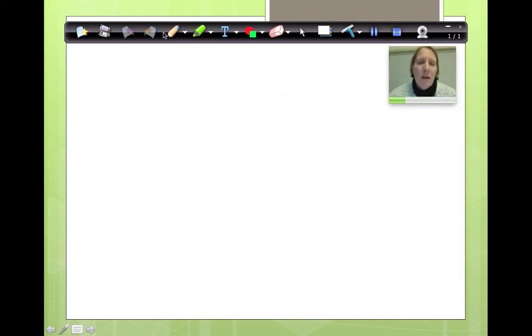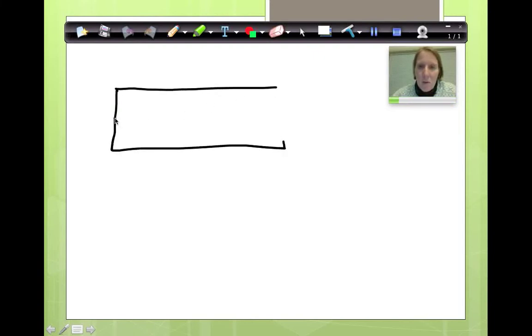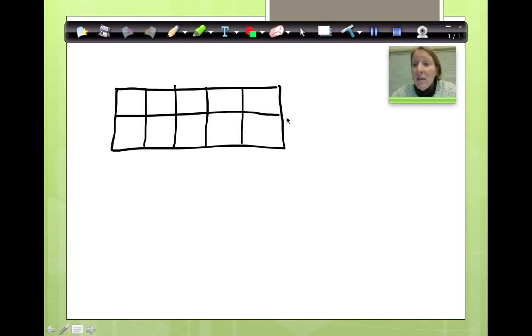Okay, I'll change it back to black. Now, one thing we need to talk about. Let's say I have an array, or a grid, or a rectangle. And I tell you that each one of these squares is 1 centimeter.